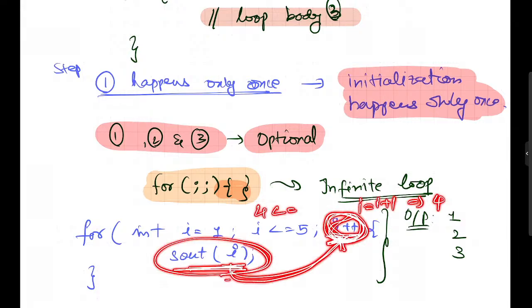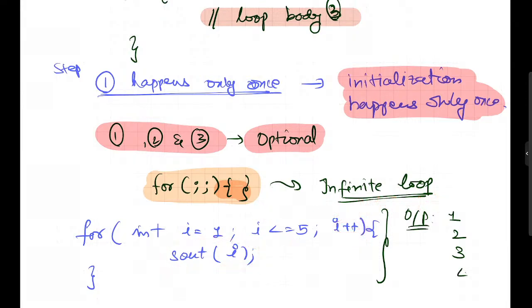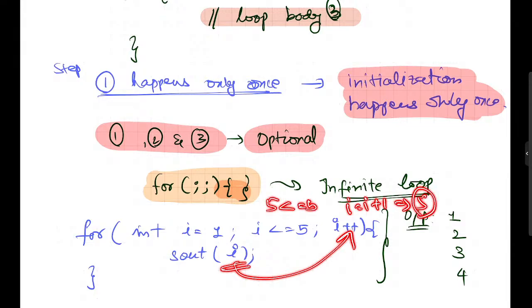4 is less than or equal to 5. Again you go in, and you print 4 here. Once 4 is printed, again you go to the updation. Now i equal to i plus 1, which is 5. Now 5 is less than or equal to 5. This is true, since it is asking less than or equal to 5.